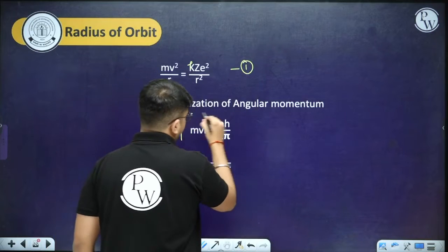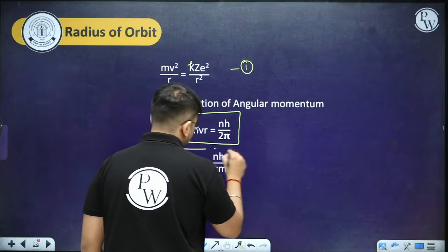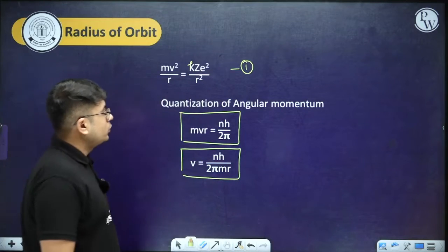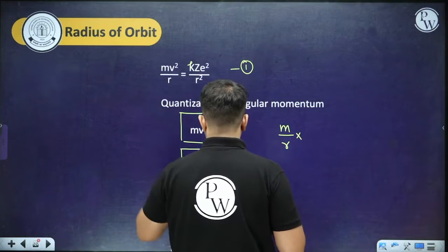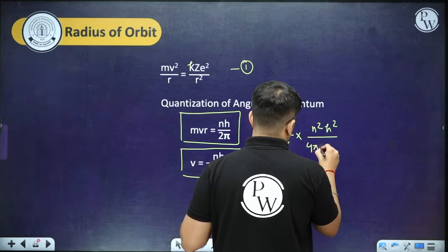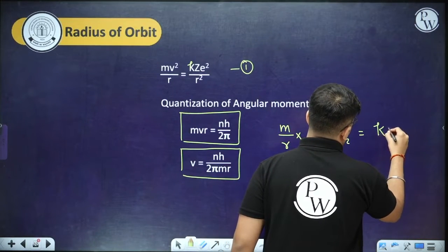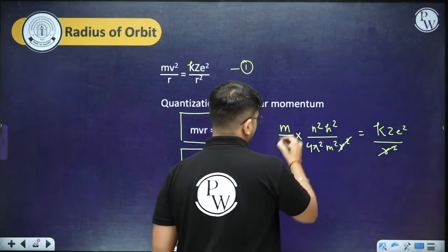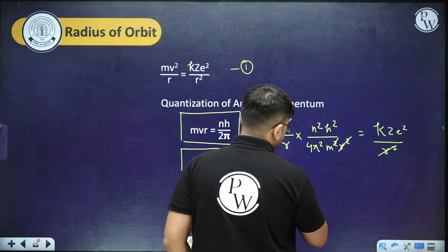Now we know the quantization of angular momentum, mvr equals nh over 2 pi. So I can put the value of v, which is nh over 2 pi mr. Putting the value, we have m by r multiplied by v square. v square will be n square h square upon 4 pi square m square r square, which will be equal to k Ze square over r square. So this r square is going to cancel out, m is going to cancel out, and you are left with r on that side.